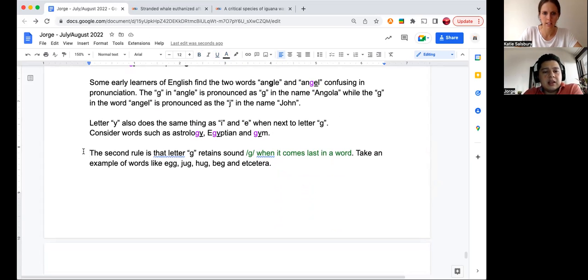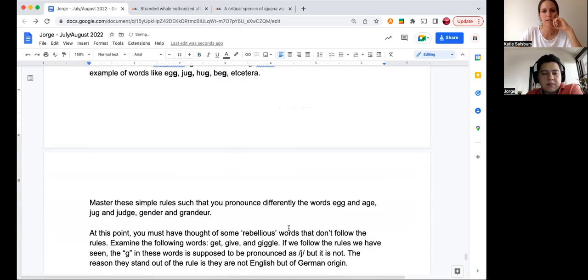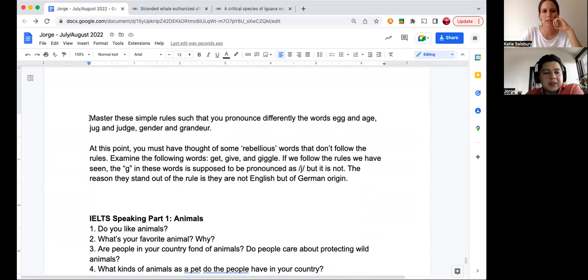The second rule is that letter G retains sound G when it comes last in a word. Take an example of words like egg, jog, hog, beg, and etc. Exactly. So we don't need the word and here. Okay. So this is pronounced like a G because it is the last letter, I mean. Okay, here. Master the simpler rules such that you pronounce differently the words egg and age, jog and judge, gender and grandeur. Good job.